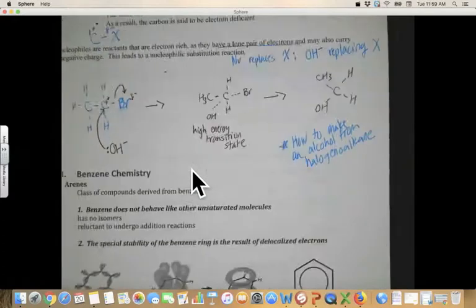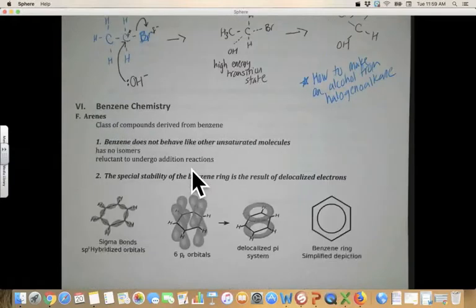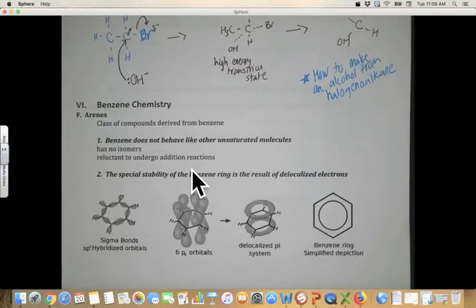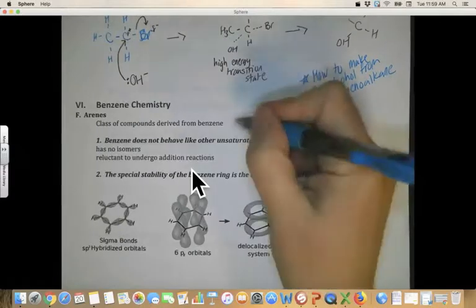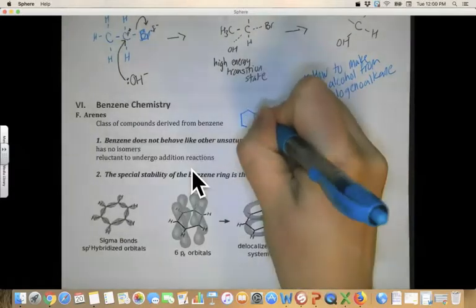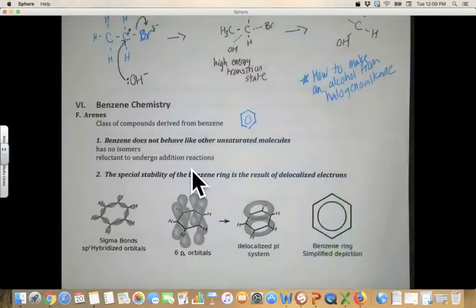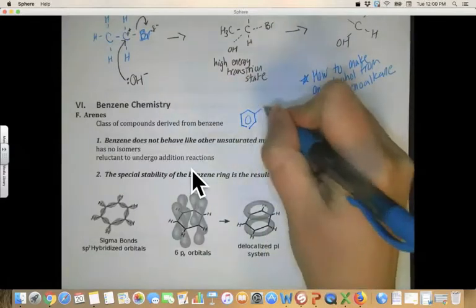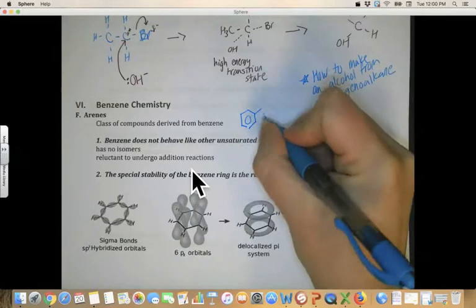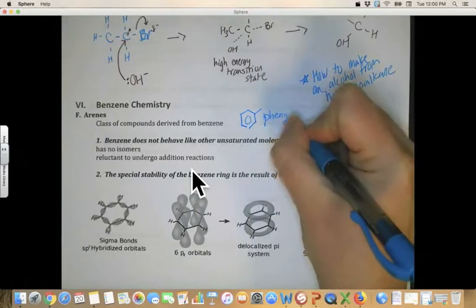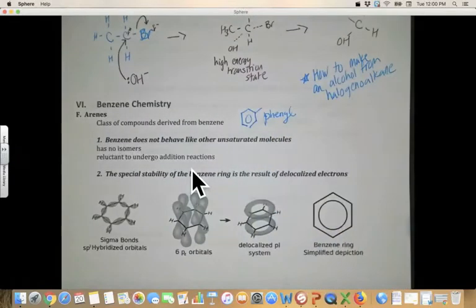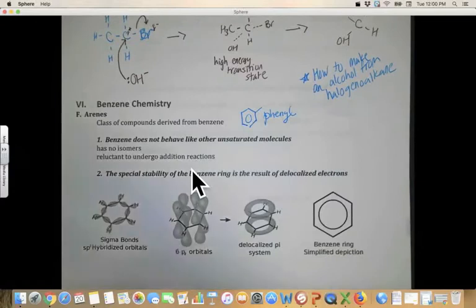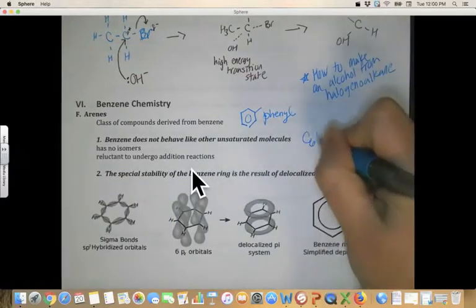Alright, next up, benzene. Arenes are compounds derived from benzene. If something has a benzene group in it, benzene is going to be drawn shorthand like this. This is a phenyl group, so go look on the back of your shampoo or soaps and you'll probably see phenyl blah blah blah. That means that it has this guy. So benzene is C6H6.